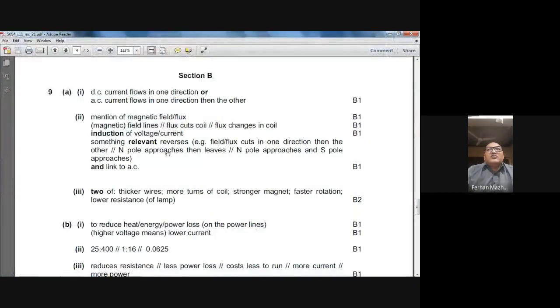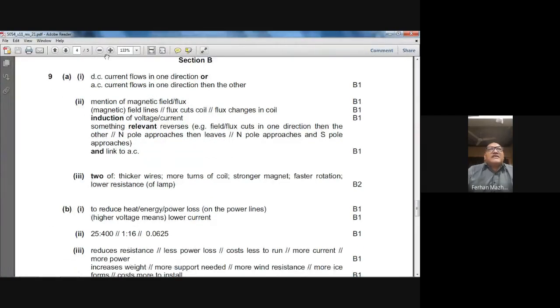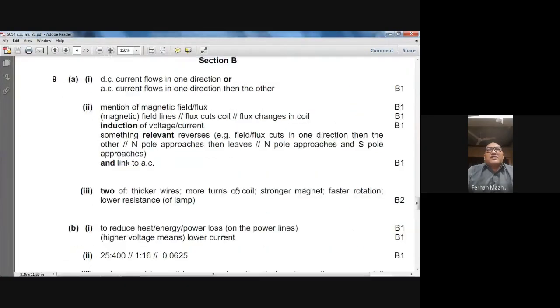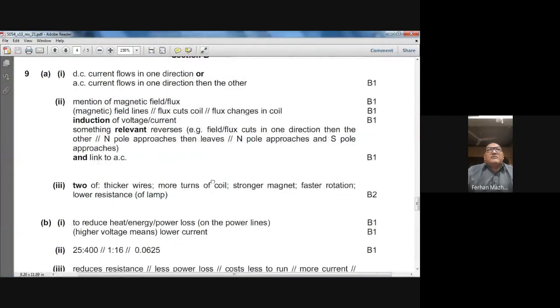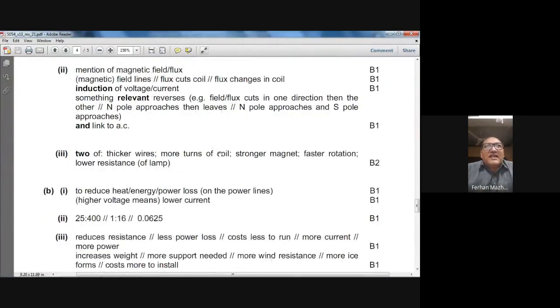It's a 4 marks question. And the marking scheme says there should be mention of the magnetic flux, magnetic field lines, flux cut changes in the coil. B1, 1 mark for the upper sentence, 1 mark for the second sentence. Induction of the voltage or current, 1 mark is for this. Something relevant, reverse, for example, field flux cuts in one direction, then the other north pole approaches, then leaves.